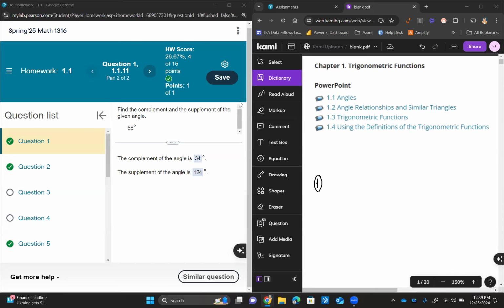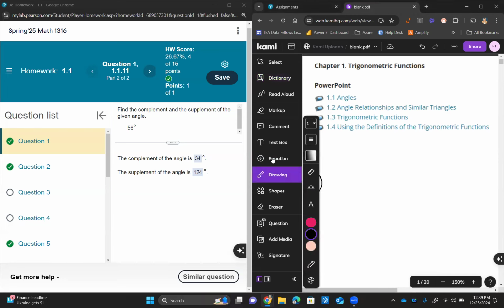So the first question is for 56. How can you find the complement of this angle? To find the complement of the angle, all you have to do is 90 degrees minus 56. And this will give you 34 degrees as an answer, and this answer will go inside the first box.